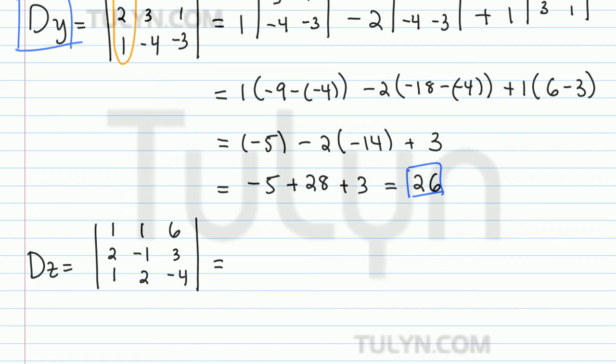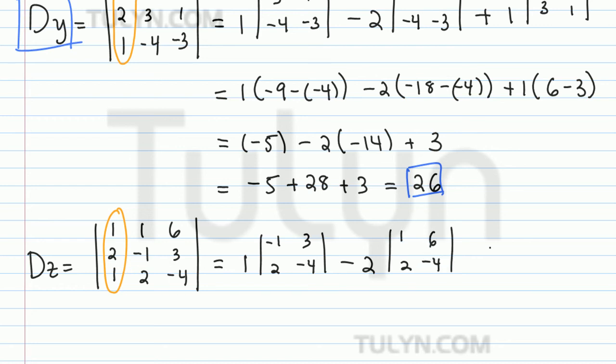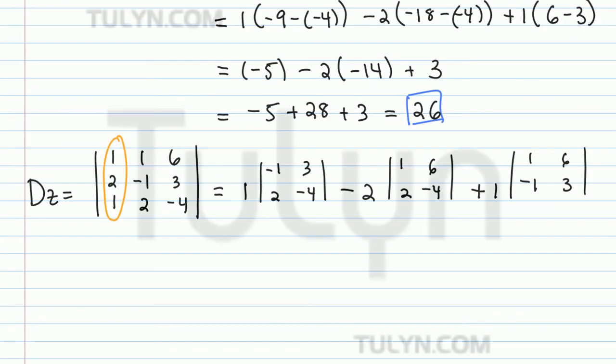So now let's do expansion of minors. This time again, I'm going to do the first column because it looks the easiest. So we write the element along with its minor. So 1 times negative 1, 2, 3, negative 4, minus 2 times 1, 2, 6, negative 4, and then finally, plus 1 times 1, 1, 6. Great. So now let's solve.